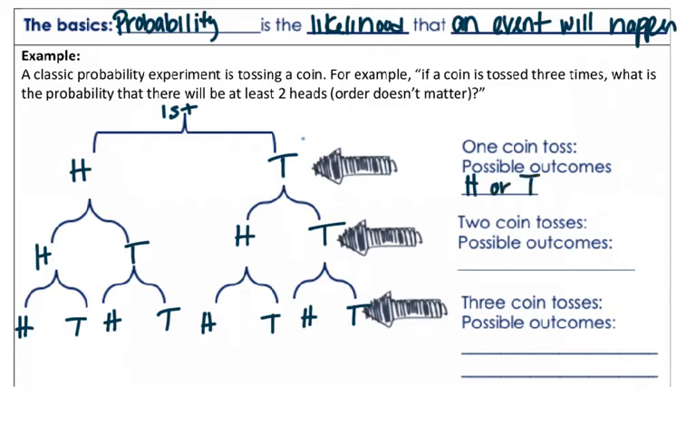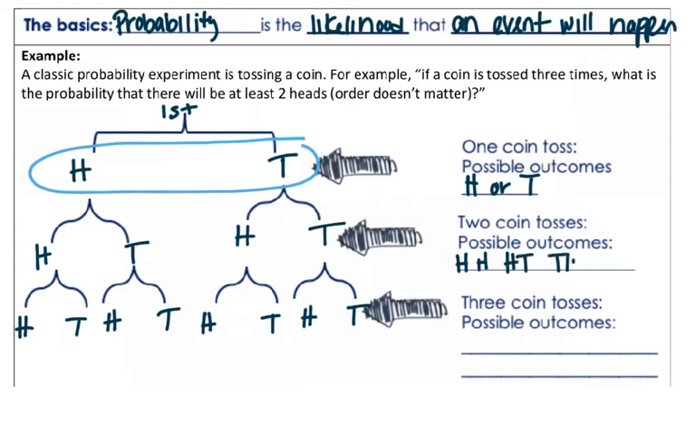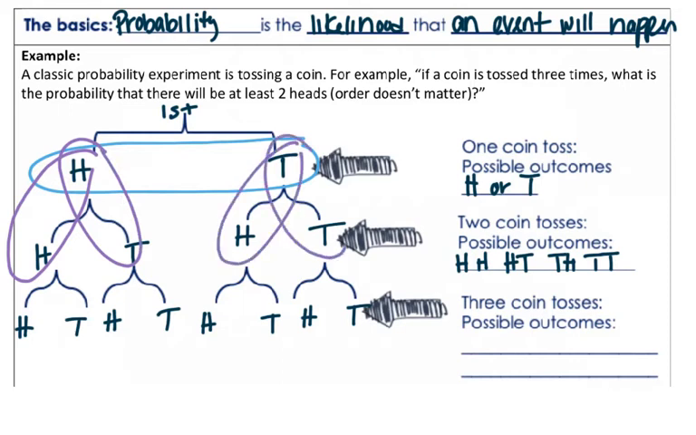So that was our first row right here. And then 2 coin tosses, you could have heads and then get heads again, heads and then tails, tails and then heads, tails and then tails. So that's looking at this combination, then this one, and then that one. So that's where I'm getting that.